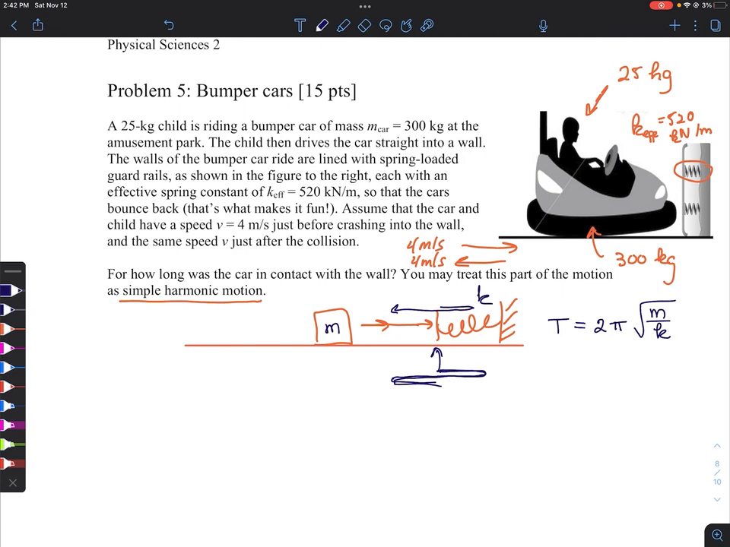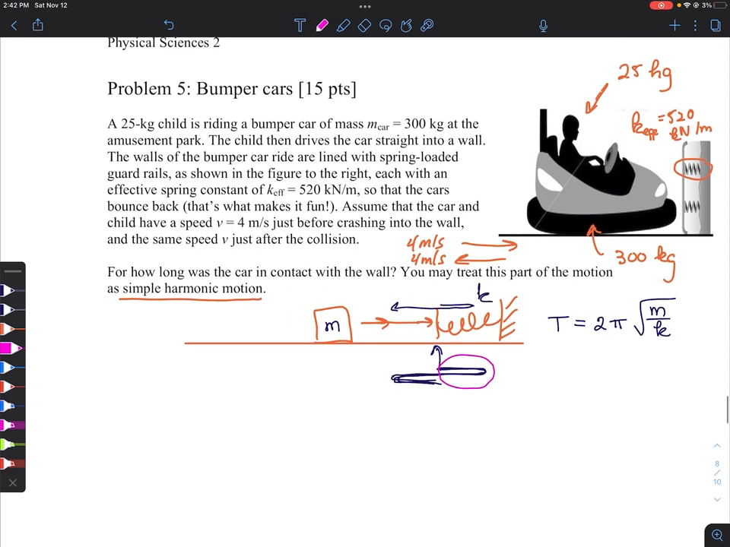But in this case, it's not in contact for this whole oscillation because there's no glue. So the only part of the cycle that is relevant is this part right here, which is half of the total period. So the time, let's call it the time delta t, that our mass is in contact with the spring is 1/2 of the period. And if we plug that in, we just get pi times the square root of m over k.